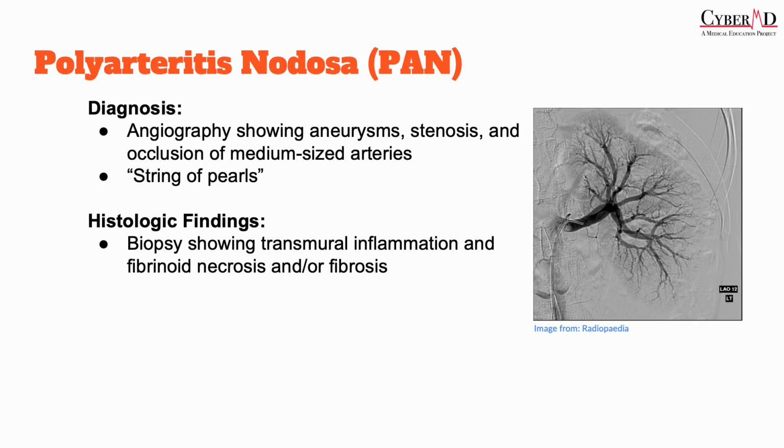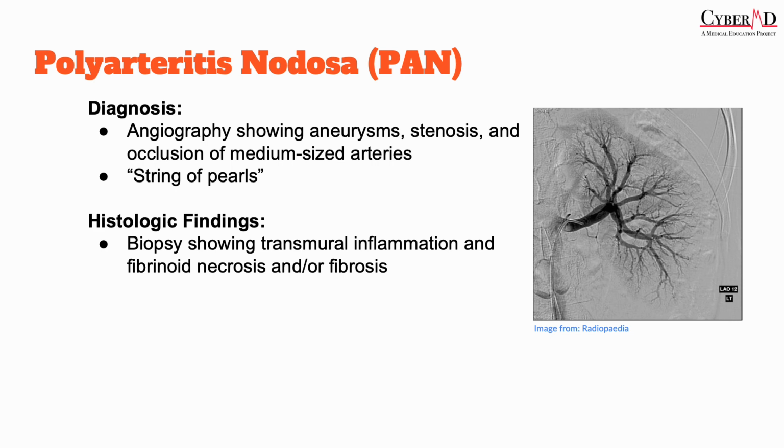To diagnose polyarteritis nodosa, a complete physical exam and blood tests as well as imaging studies such as a CT scan, MRI, or angiogram may be done. However, a biopsy of the affected tissue is what can confirm the diagnosis. The biopsy would show transmural, so full wall thickness, inflammation of the artery accompanied by fibrinoid necrosis early in the lesion, but fibrosis in the later stages of the lesion.